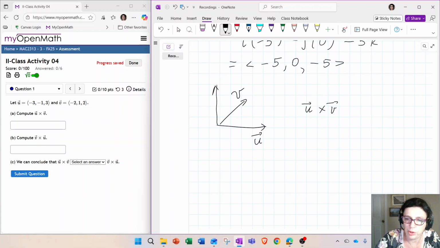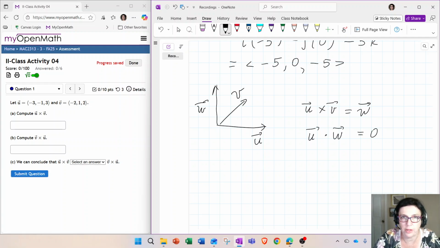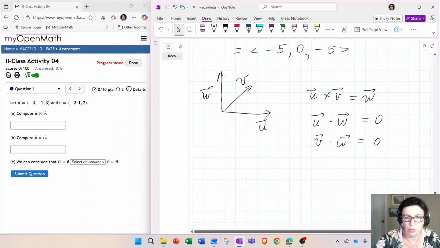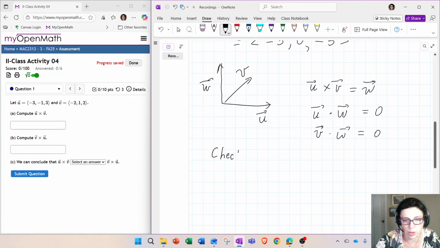So this new vector w is going to have a 90-degree angle with u and also a 90-degree angle with v. So u dot w, because now it's a dot product, must be 0, because remember, two vectors are orthogonal if their dot product is 0. And also v dot w is also 0. So that is what you need to do to check if it works.